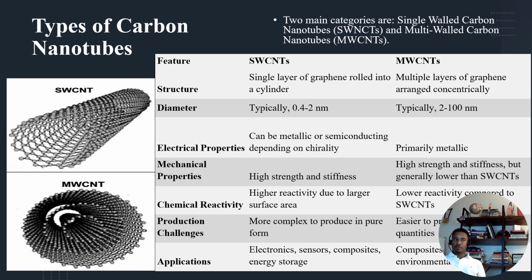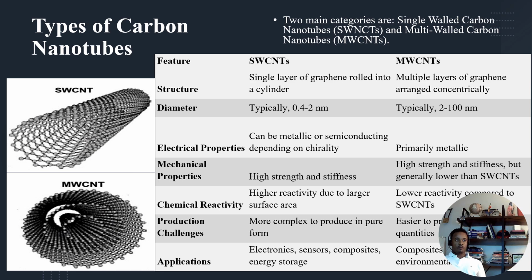Mechanically, single-walled carbon nanotubes have high strength and stiffness, whereas their counterpart multi-walled carbon nanotubes have high strength and stiffness, but generally lower than the single-walled carbon nanotubes. Chemical reactivity, as you know, is based on the surface area of any material.